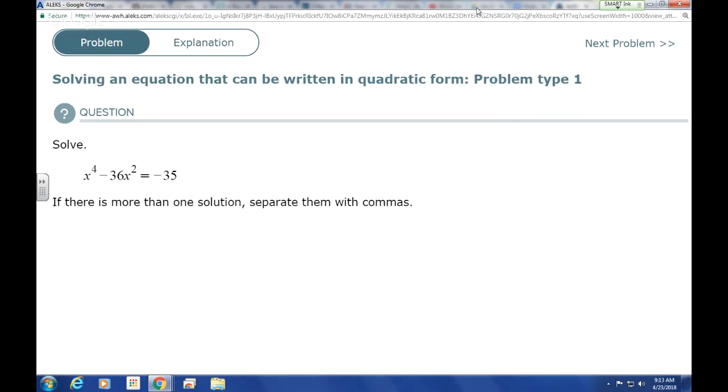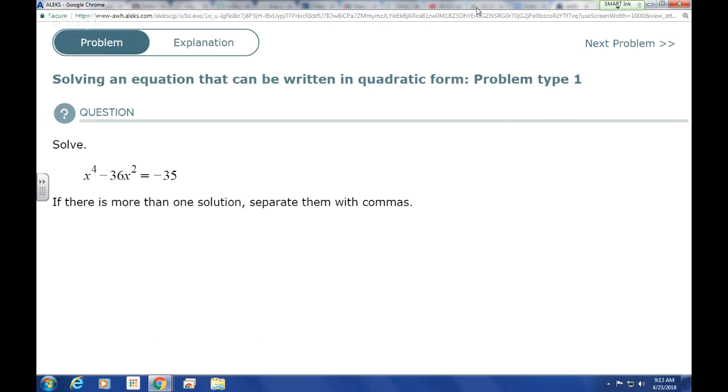Go ahead and get that down. x to the 4th minus 36x squared equals -35. So here's the thing about factoring. We're going to use factoring on this just to refresh our brain on that a little bit, but you can always use the quadratic formula, but you can't always factor. So if you really like the quadratic formula, you could use it in this problem.